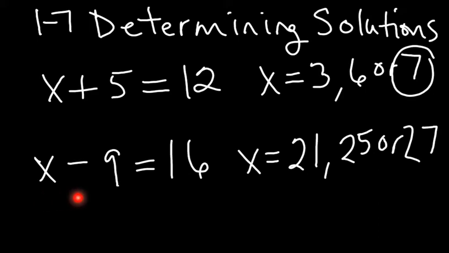Okay, here's the next one. X minus 9 equals 16. Is it going to be 21, 25, or 27? Which one works for that problem when you substitute it in for x? Exactly. If you said 25, you got it right.